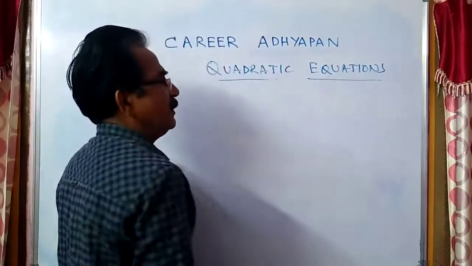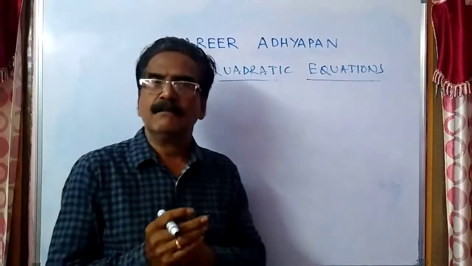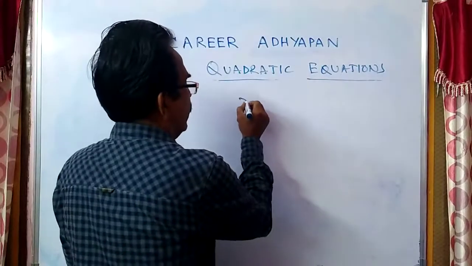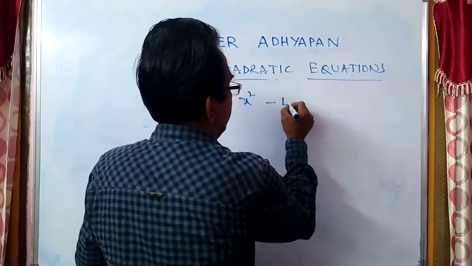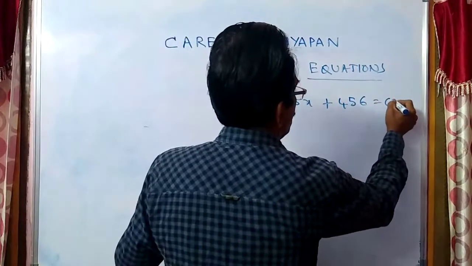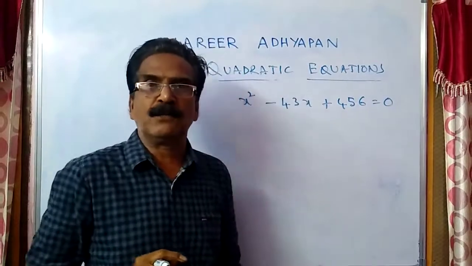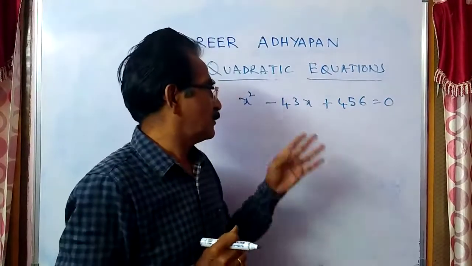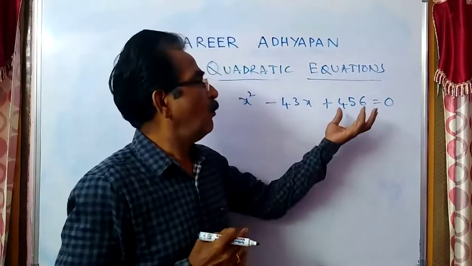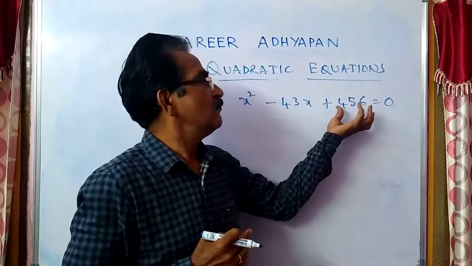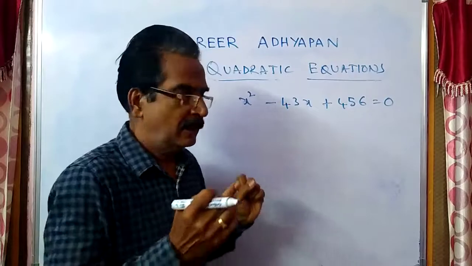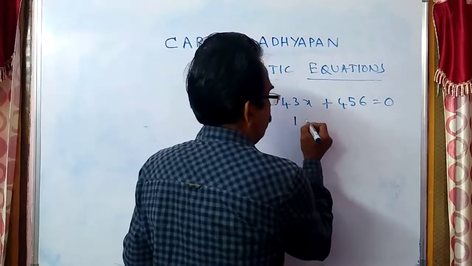And then, if larger values are given, suppose x square minus 43x plus 456 is equal to 0. Sometimes larger values are given. Now the product must be 456. Sum must be 43. See, first go from 1 and 2.